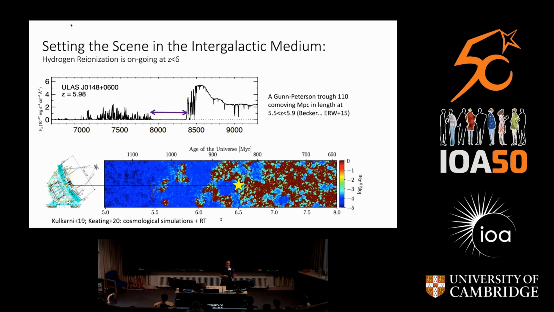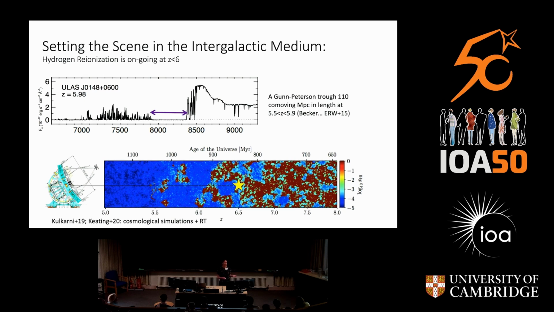The real test for this came in the Gunn-Peterson troughs that were found, these massive Gunn-Peterson troughs. This one here is 110 comoving megaparsecs in length, and you can see it here in the spectra towards this high redshift quasar.